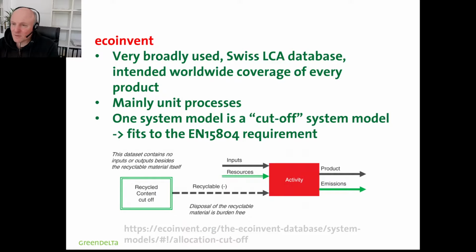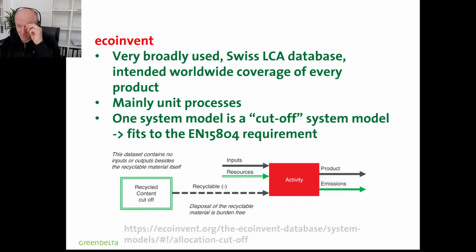And also, third point, the database is provided in several versions, as you know. One version is called system model. That is then different in allocation, in how, for example, this switch between different life cycles that I mentioned is addressed. And one of these system models is the so-called cutoff system model, which fits to the basic EN15804 requirement that you focus on one life cycle.